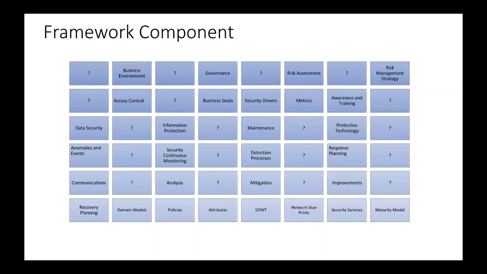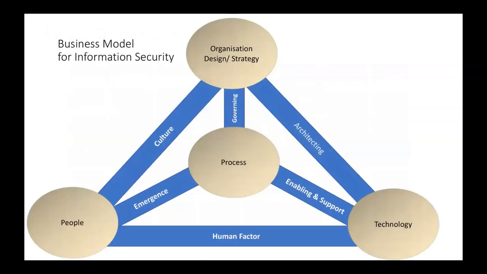So once I have given you this high-level overview, I will dive down into how it's really possible that this can be achieved and effective and has really good value. I just want to highlight a few different models that exist, and some of them are free of charge. So this is the business model for information security. It's a good model. It has the process, technology, the people, and it has also organization, design, and strategy as well. That is one of the core components.